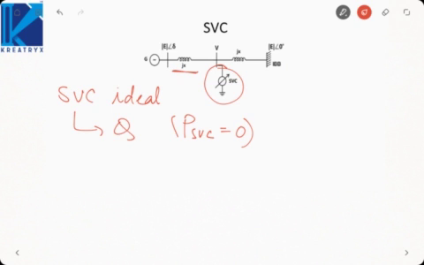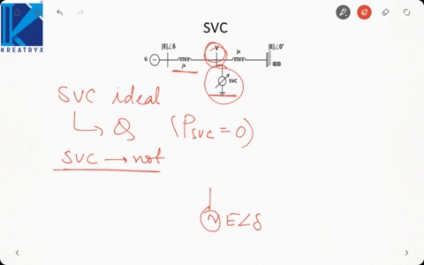Now to solve this system, it is better that I first find the equivalent circuit about the midpoint and then I will connect the SVC. So first let us remove SVC. Okay, we haven't applied SVC. So how will my system look like? This will be E angle δ. This is jX. This is also jX.